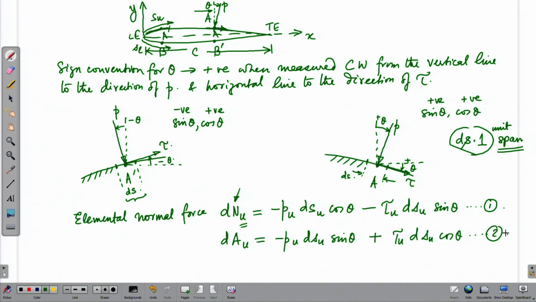Now, coming to the signs of the different terms which we find over here. Let us give them some names for convenience. We will call this NUP, that means the normal force on upper surface due to pressure, normal force upper surface due to shear stress, and the two terms in the axial force as AUP and AU tau. Okay. So, let us see how the signs of these different terms work out.